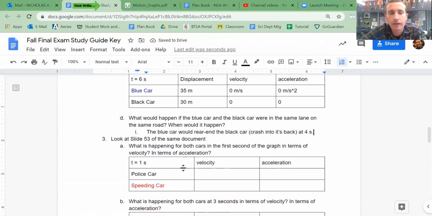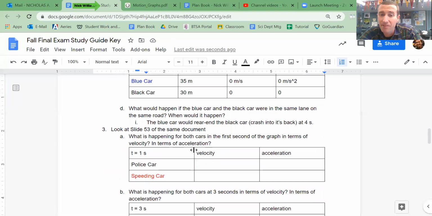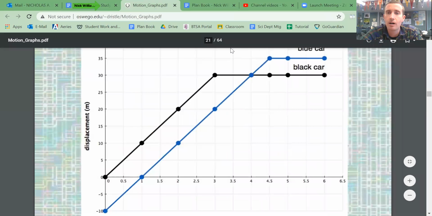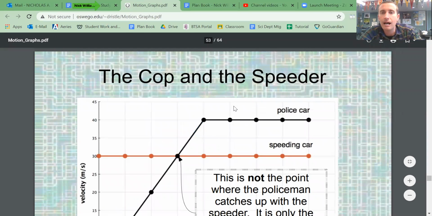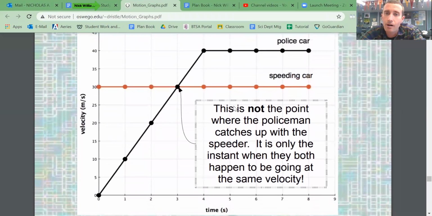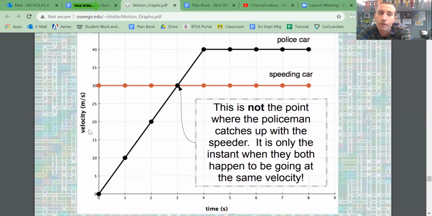All right, so now we're going to look at another slide and do the same thing, just looking at velocity and acceleration. So now we're going to shift on to slide 53, the cop and the speeder. Okay, so I have two cars again, a police car and a speeding car. And now note that this graph is showing velocity versus time. So now these are speeds, and it even gives you the helpful hint that this is not the point where the policeman catches up with the speeder. It's just the time where they're going at the same velocity. So these do not show where they are. They just show how fast they're going.